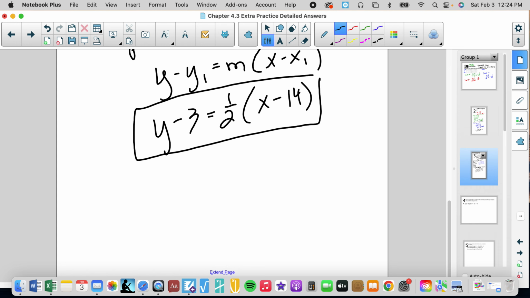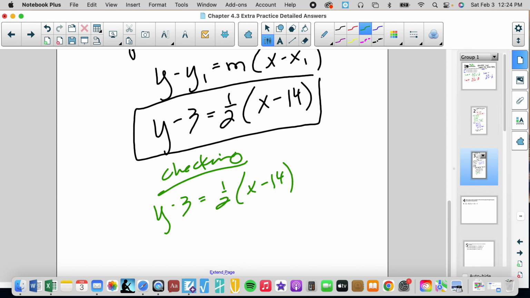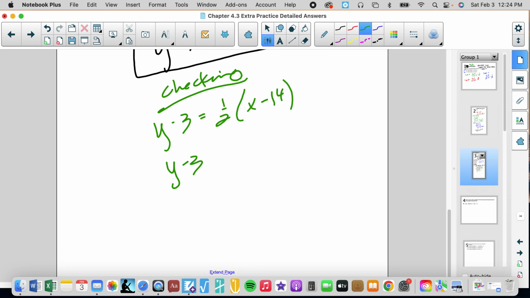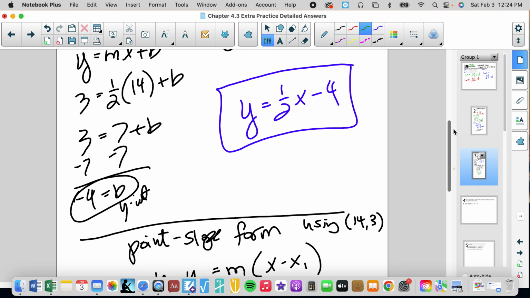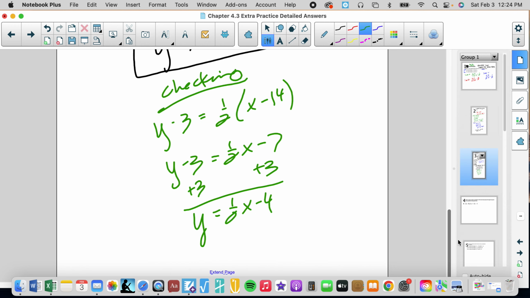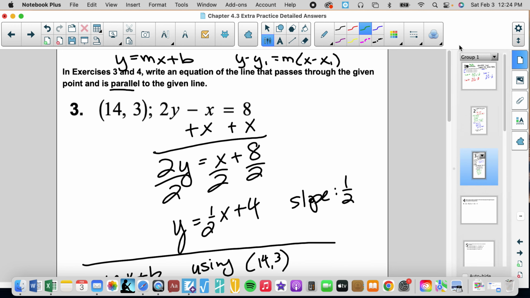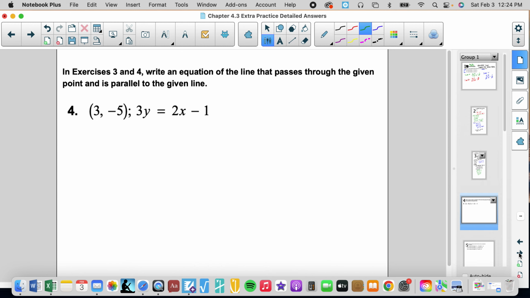And then if we want to be really meticulous and we have extra time at the end, we can check this. If we simplify this, we can call this checking. We're going to see if this simplifies to my slope-intercept. y minus 3 equals 1/2 x minus 7. We're going to add 3, and we get y equals 1/2 x minus 4, which checks with my slope-intercept equation. So I know that I'm correct. All right, that's good. Took me, what, 10 seconds?